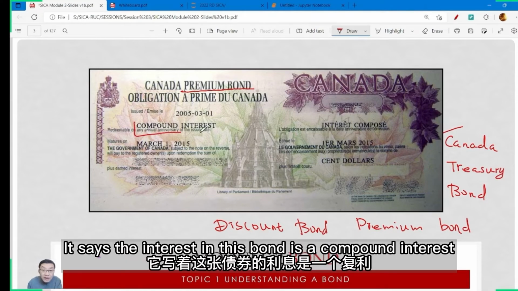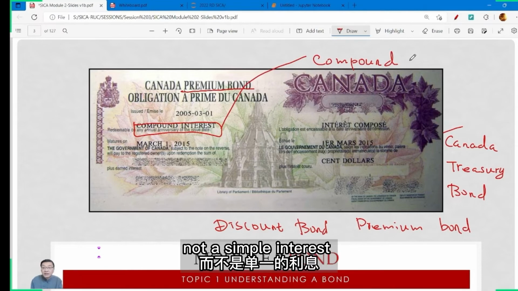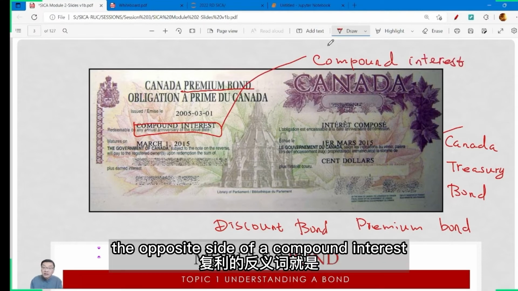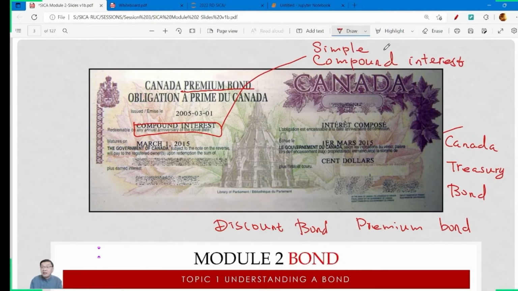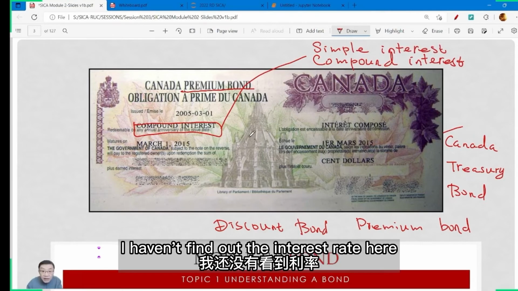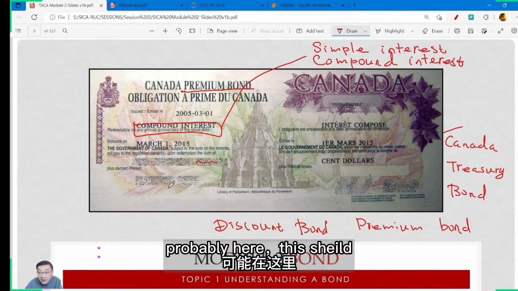It says the interest in this bond is a compound interest, not a simple interest. The opposite of compound interest is called simple interest. I haven't found the interest rate here. Probably here.